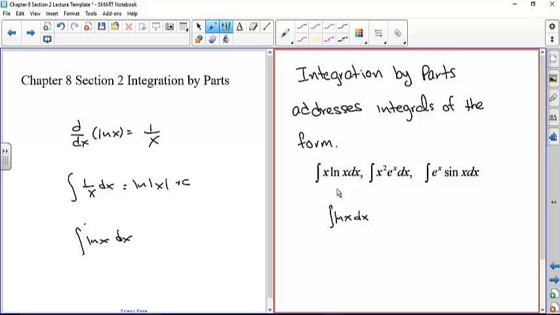A lot of times, most of the time, they involve products of two terms. But there are a few special cases like the last one where it doesn't involve a product. It does actually. It's the product of the natural log of x and dx, but that'll become more obvious.